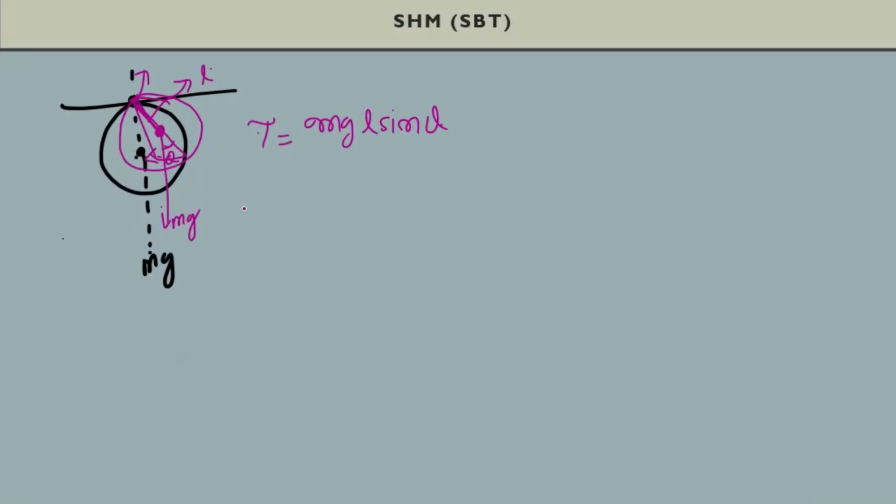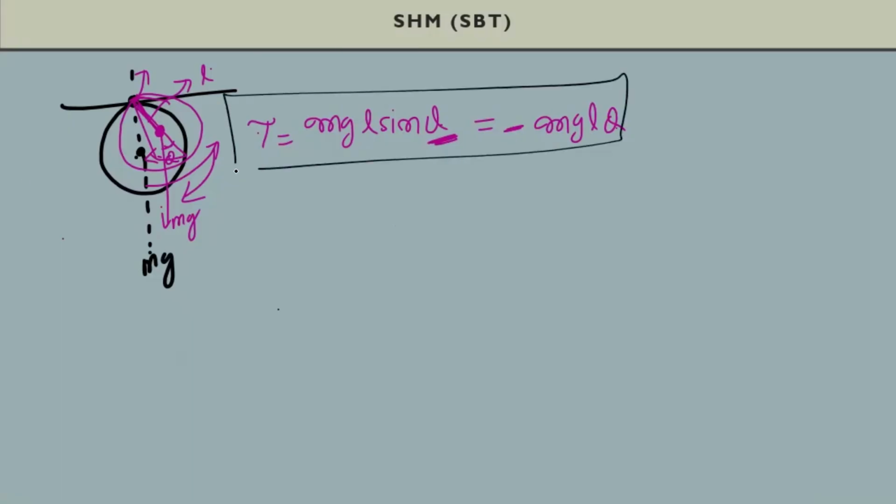This is your torque. If you see carefully, the torque is in this direction and you have displaced the disk this way, so torque and theta are oppositely directed. If theta is small, sine theta can be written as theta, so this becomes mgl theta, and if we include the sign, it becomes negative. So this will perform SHM; you can see this is the equation of angular SHM.